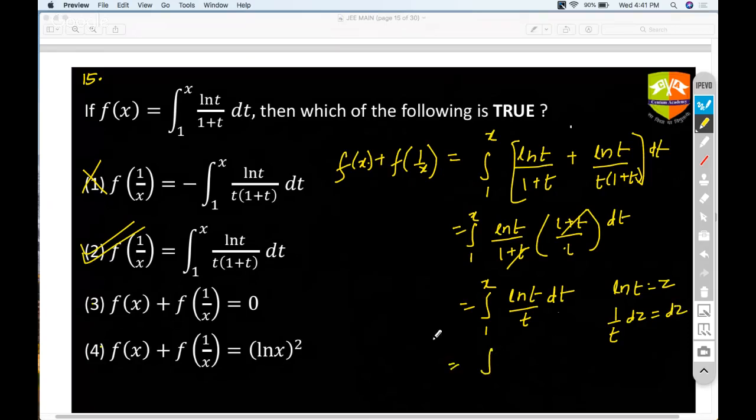Okay, so the limit of integration will become 0 to ln of x, right? And this becomes z dz, which is going to be z square by 2. So your answer is going to be ln of x square by 2. So neither option 3 matches, neither option 4 matches. So only option 2 is going to be the right one. And hence only, I think, Purvik was the first one to give the correct answer for that.